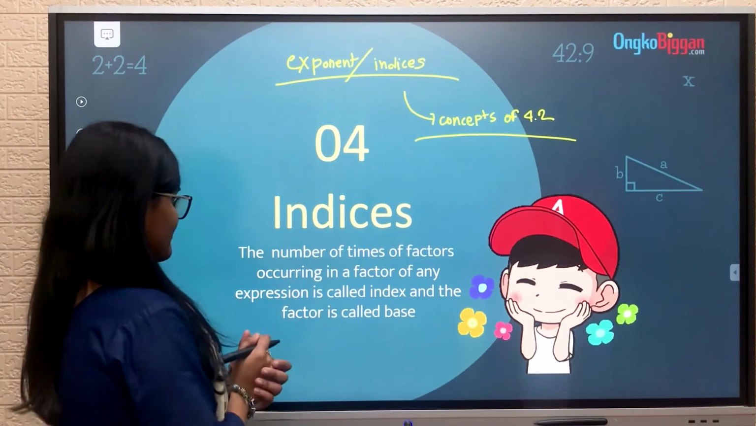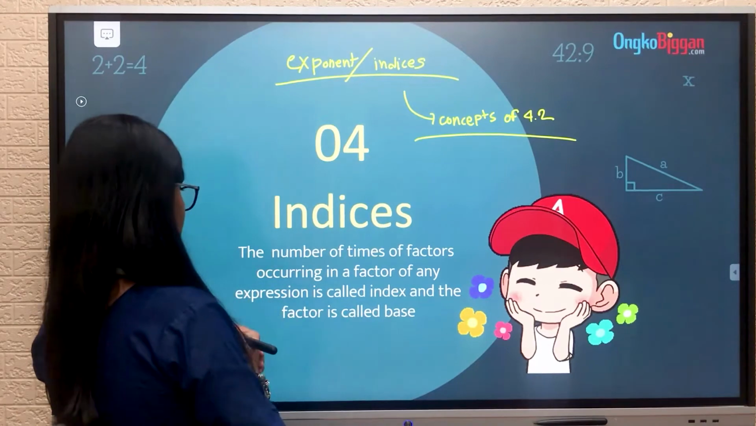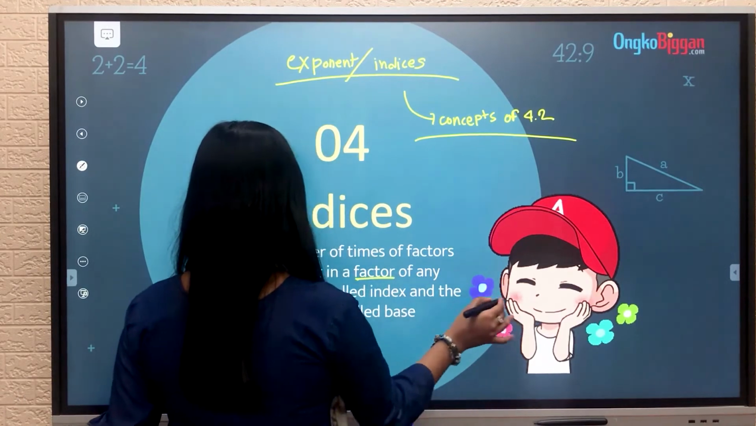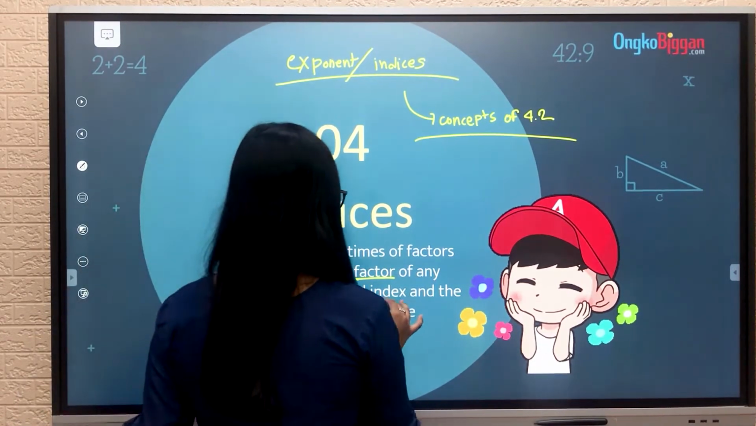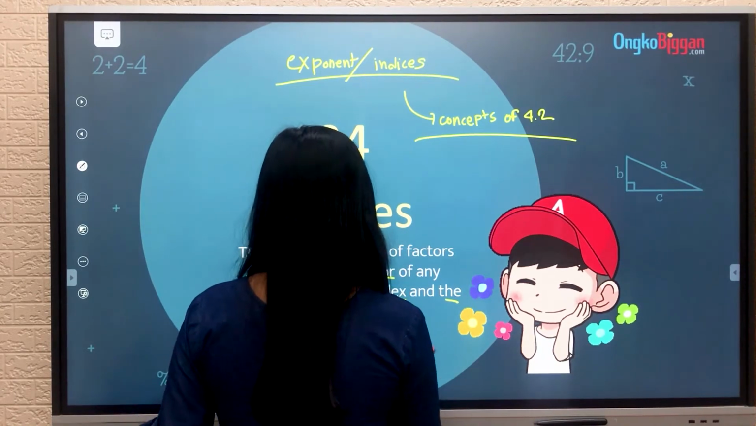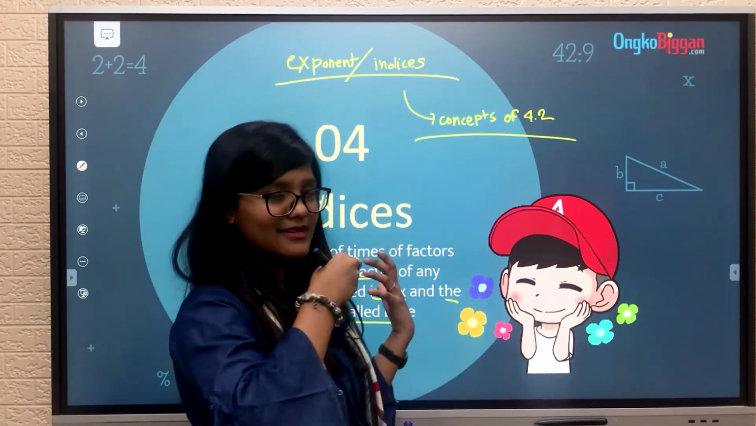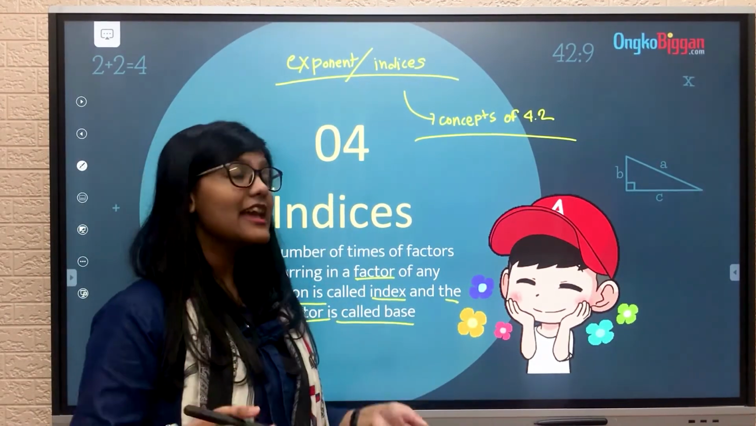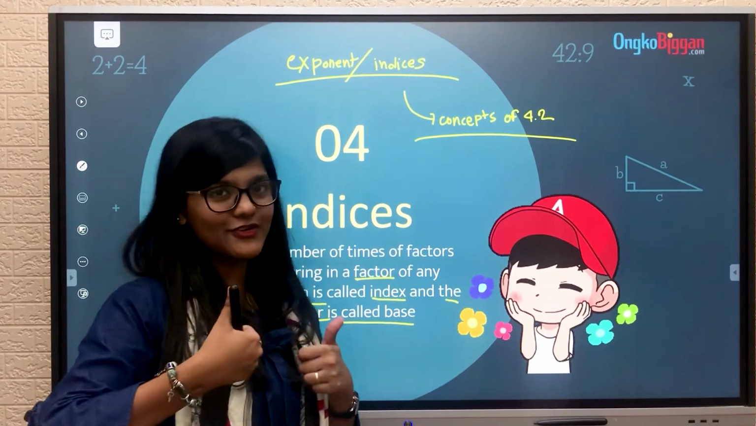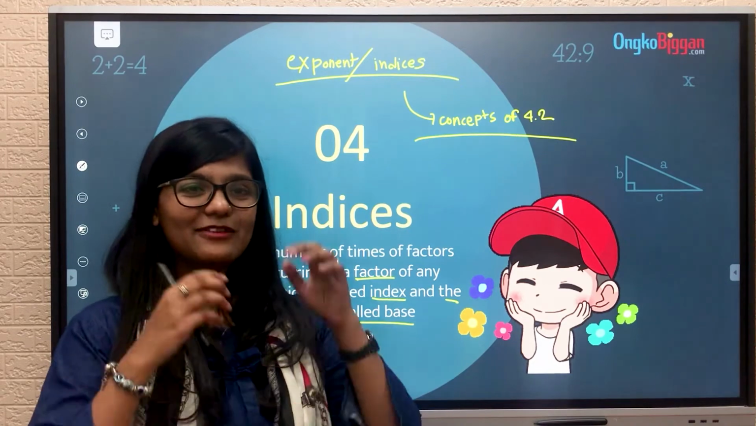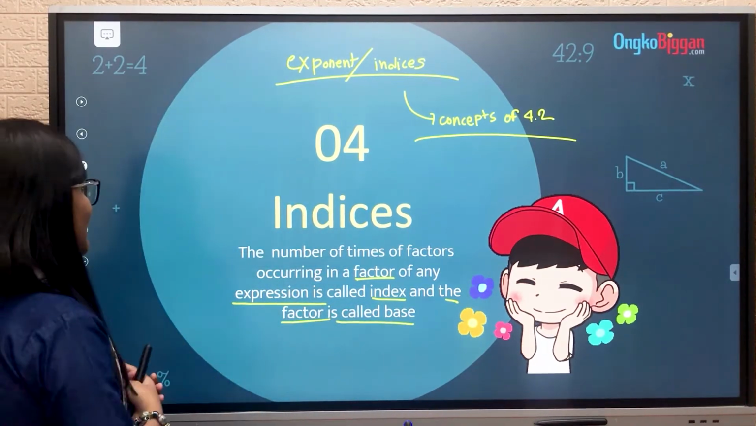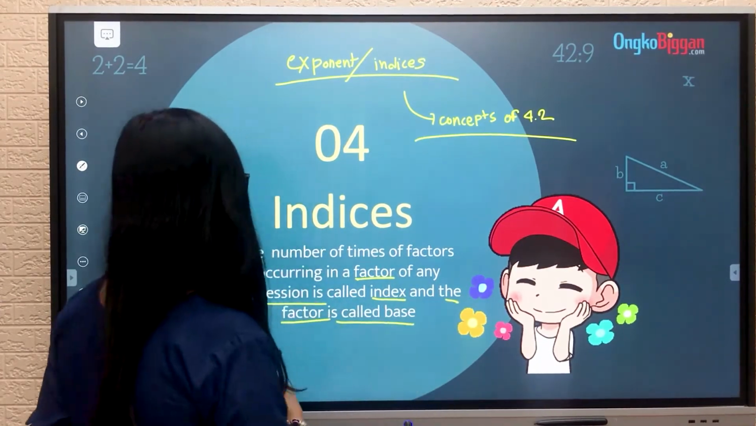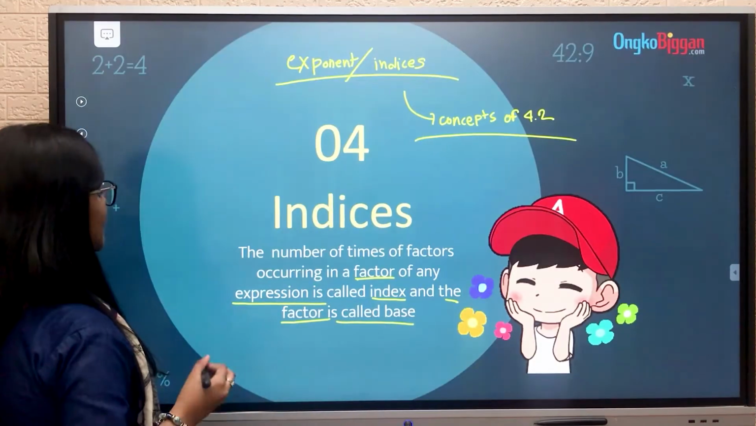So what is indices? Basically the number of times a factor occurs in a factor of any expression is called index, and the factor is called base. It's a very typical statement, so I think you haven't understood anything. If you have understood, then you are a very good learner or a very big brain person. In general, if I just say that, you will not get the point, so I have to show the example.